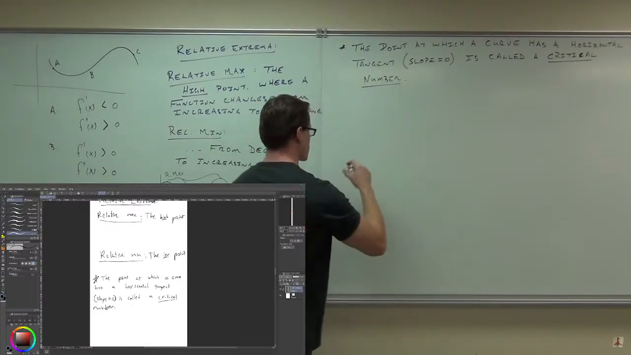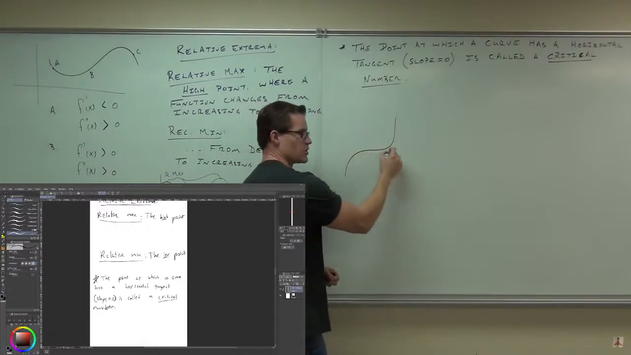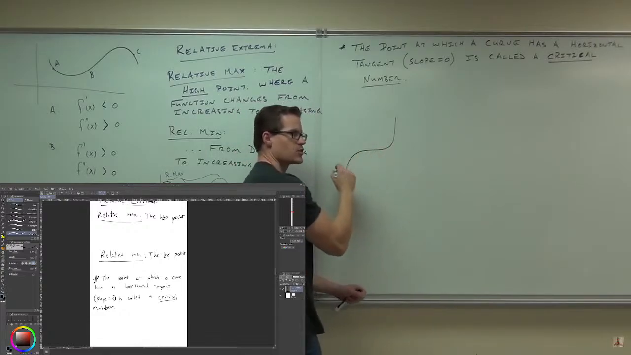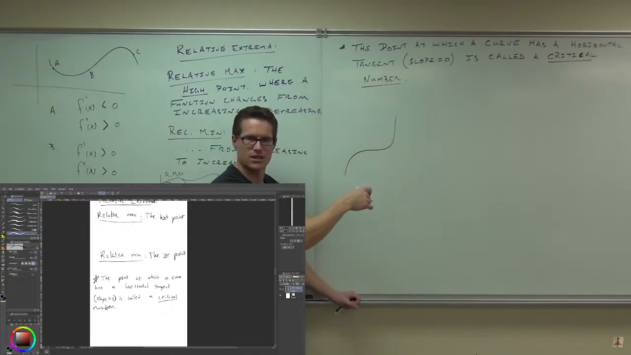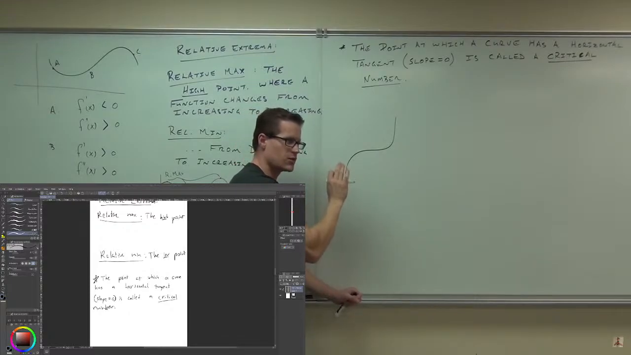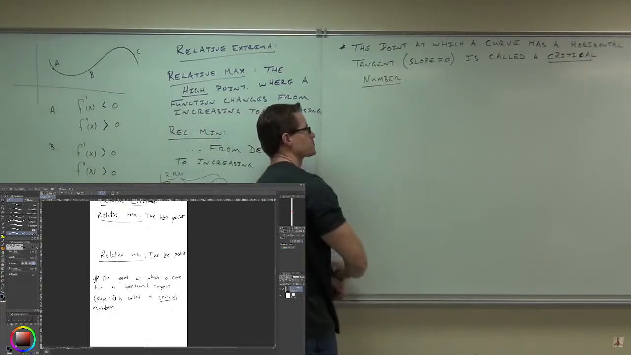So for instance, this curve. Do you have a point where the slope is 0? Yeah, but this is not changing from increasing to decreasing. It goes from increasing to nothing to increasing again. Just a different concavity. Do you see it? So that could give you a relative maximum, but it doesn't have to. That's the idea of a critical number. It's just a place where your slope is 0.